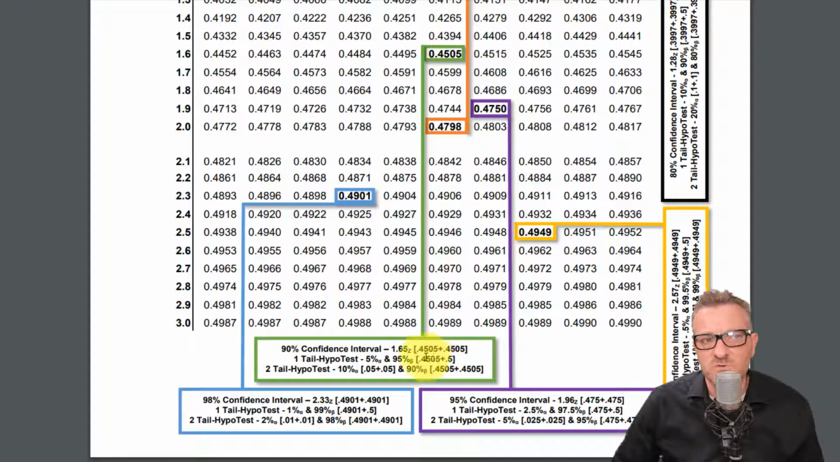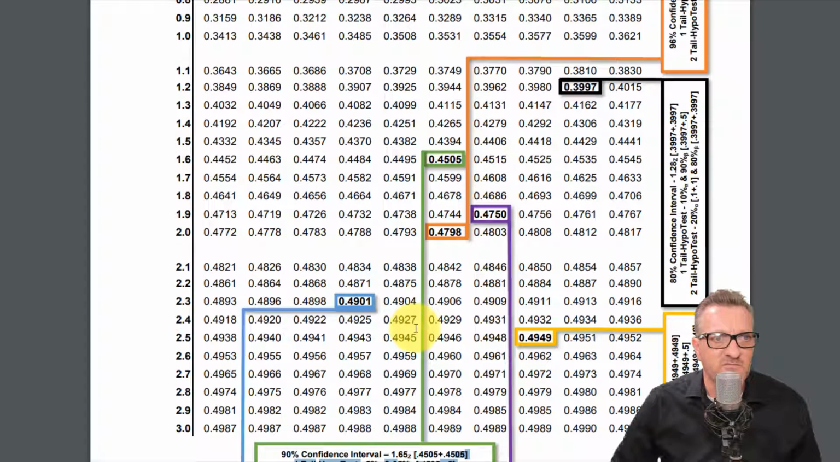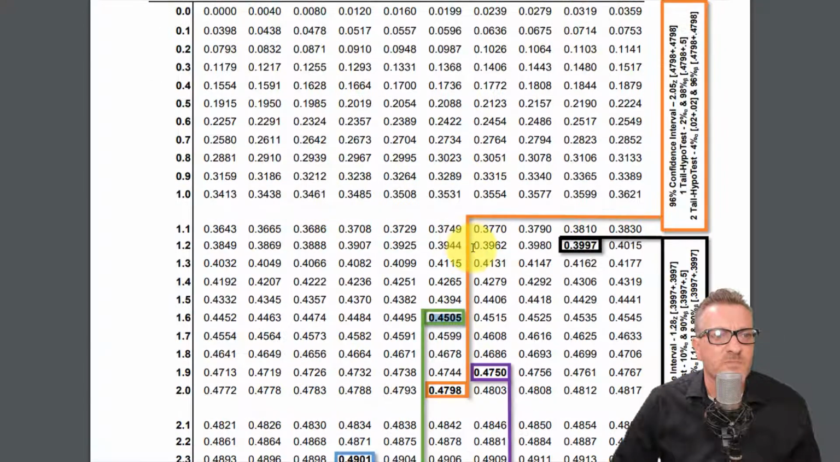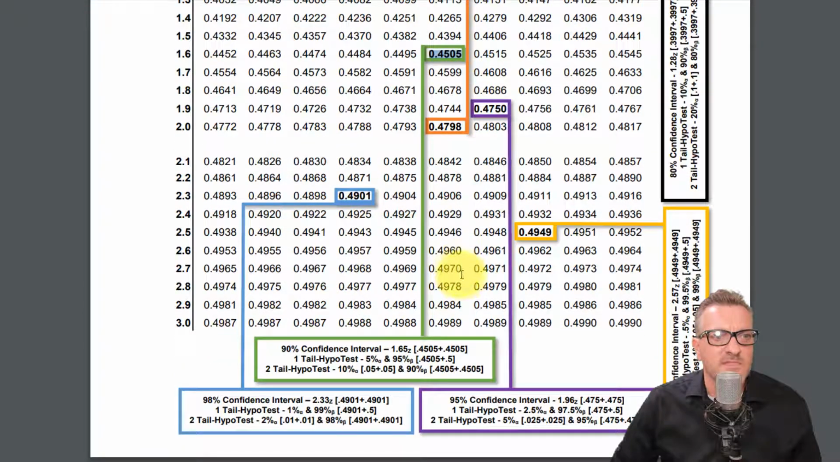So on this one, we're thinking, well, I need the Z-score is what I really need. So we take this and we follow this up, and our Z-score is 1.65. So okay, that's the way this works.